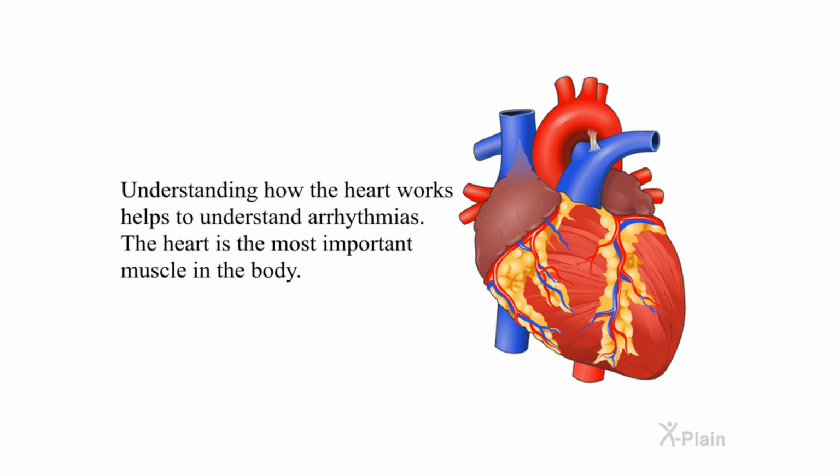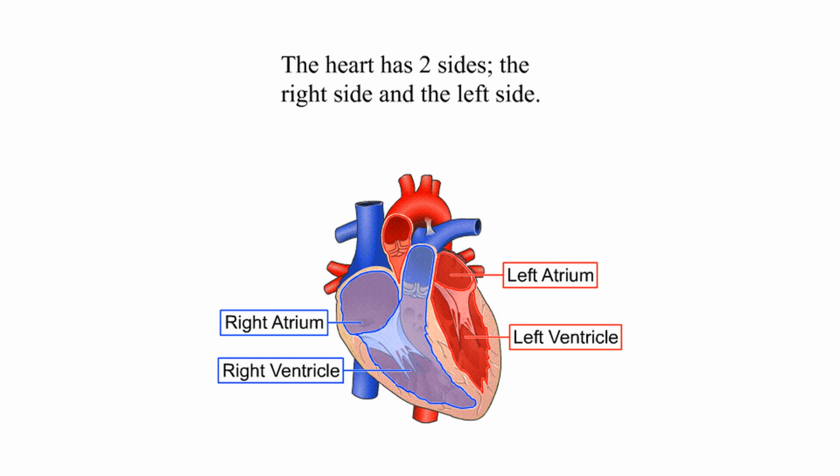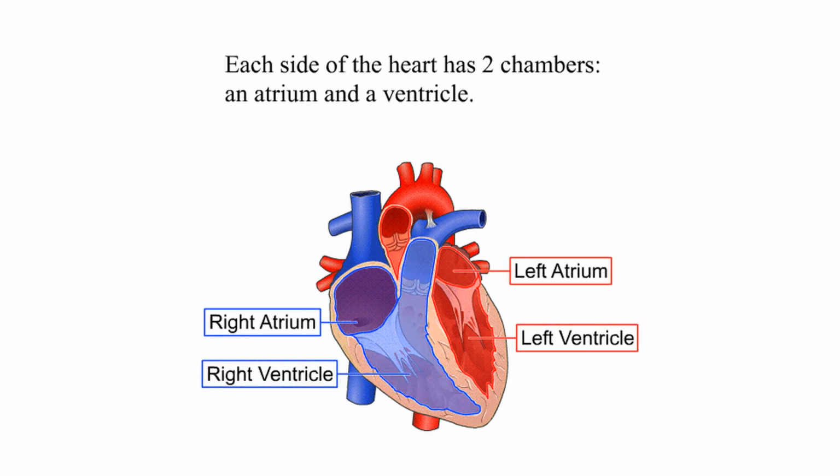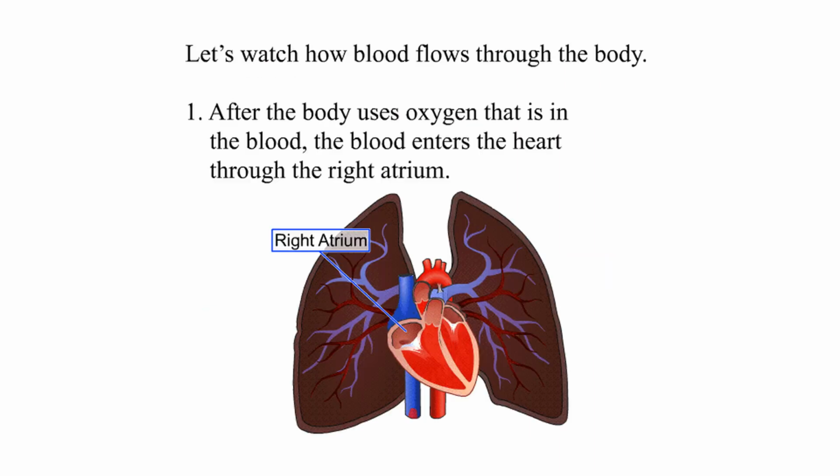The heart. Understanding how the heart works helps to understand arrhythmias. The heart is the most important muscle in the body. The heart has two sides, the right side and the left side. Each side of the heart has two chambers, an atrium and a ventricle. Let's watch how blood flows through the body.